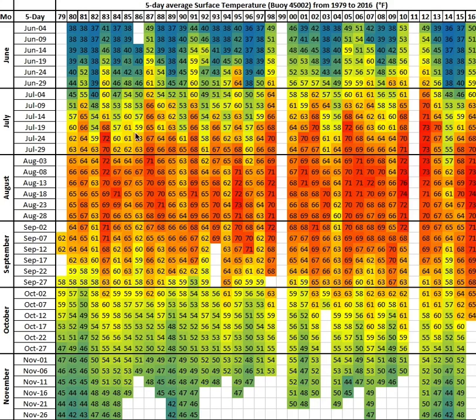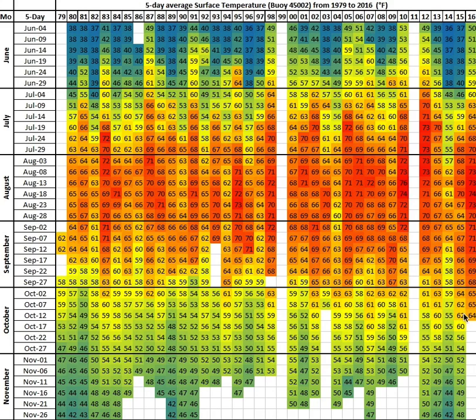I just wanted to help you kind of understand this graphic because there's a lot of valuable information in here. First, up at the top, these numbers you see are the 5-day average surface temperature at a buoy in northern Lake Michigan. So these are 5-day average temperatures in Fahrenheit. Here are the years from 79 through 2016 that we have the data for, and then over here, that's why you see the date go by 5 increments, because it's a 5-day average.